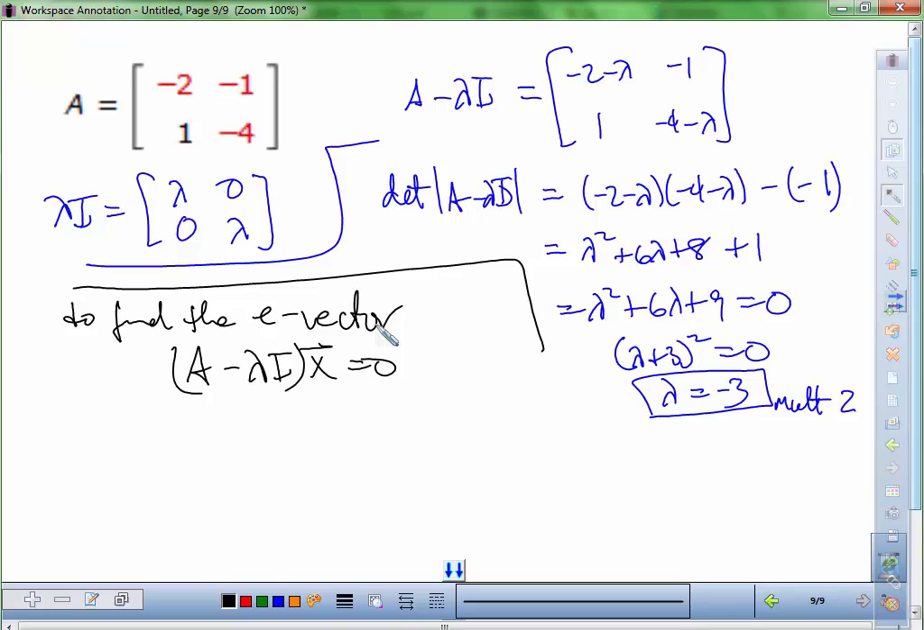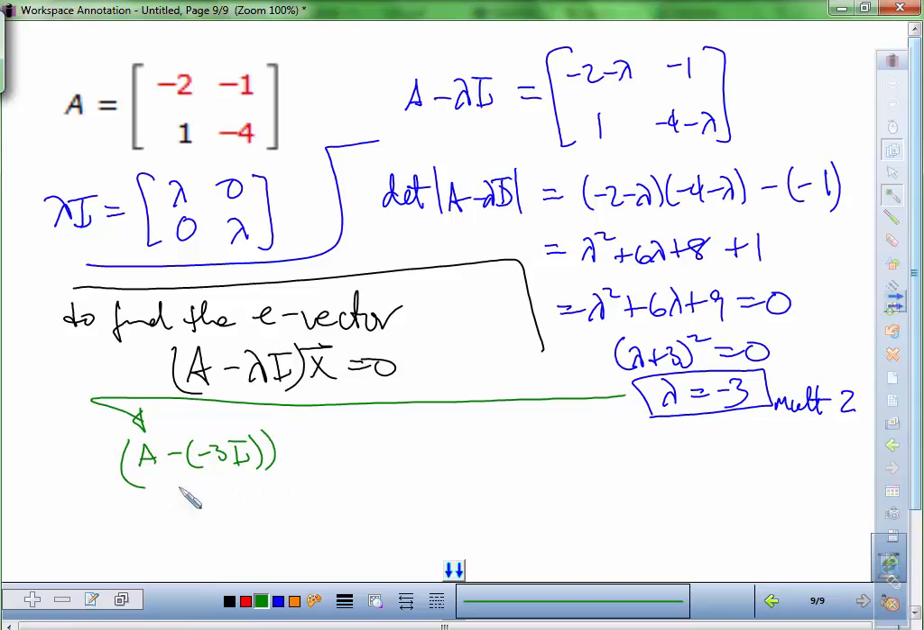But what we're going to do is put that lambda that we got into this equation, and if you had 2 different ones, you would do this twice. You would put the lambda that you got for your eigenvalue into this equation. So we have A minus -3I times x is equal to 0. So you're essentially going to be solving a system of linear equations with x and y.